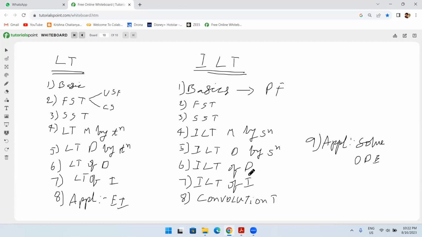These are the topics, out of which the convolution theorem and solving ODE are very, very important, and I have never seen any question paper without these two topics. Okay, without wasting any time, we shall move to the next topic.